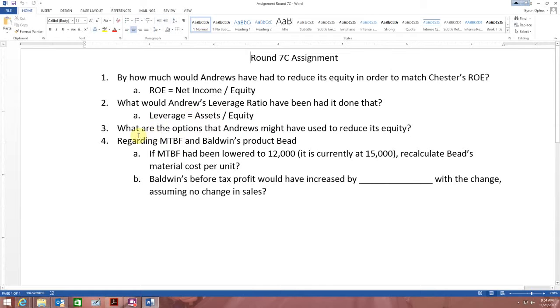And I give you the formula again. So you have to figure out what the new assets would be and what the new equity would be, and that will give you your leverage, doing the simple division in that case.